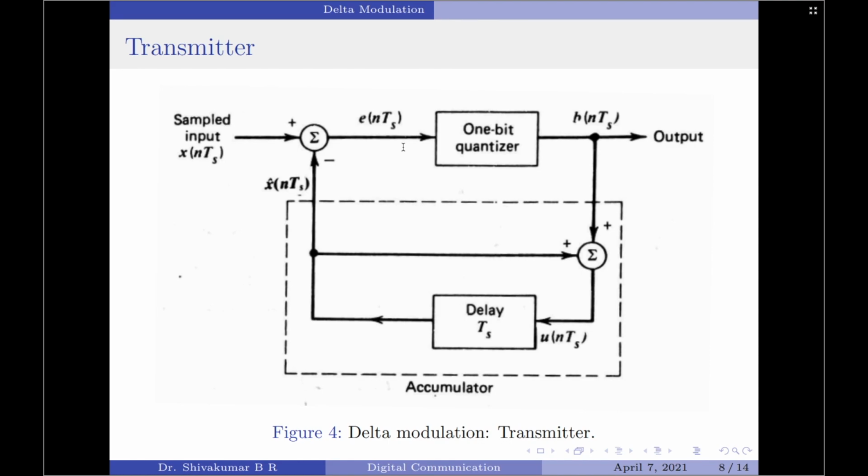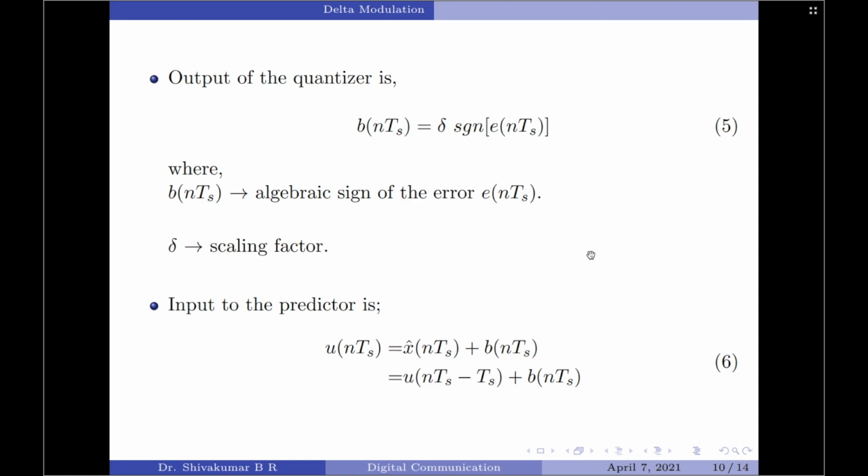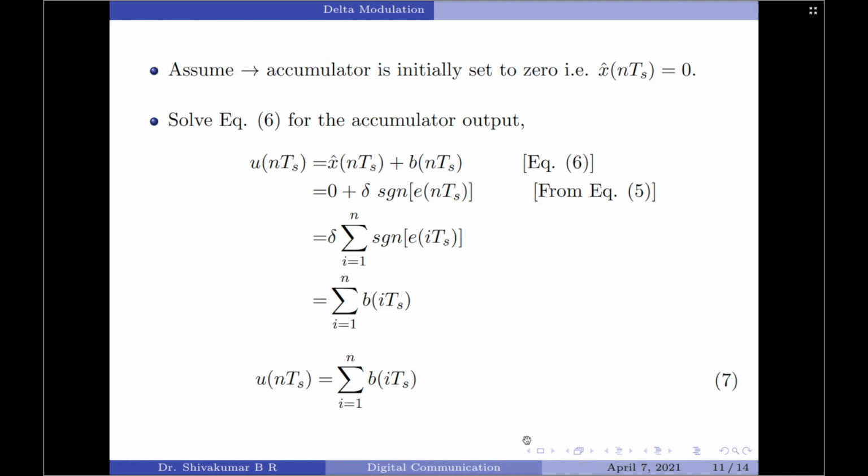Let us now move on and discuss the predictor input. Now you can see the predictor input is given as u(nTs). Now I can write u(nTs) as b(nTs) plus x cap(nTs), right? So I have written this in the equation form here, x cap(nTs) plus b(nTs). We know that x cap(nTs) is the output of the 1-bit delay element. So I can write it as u(nTs - Ts) plus b(nTs). This is another way of representing the predictor input. To understand more about how the delta modulator works, let us for the time being assume the accumulator is initially set to 0.